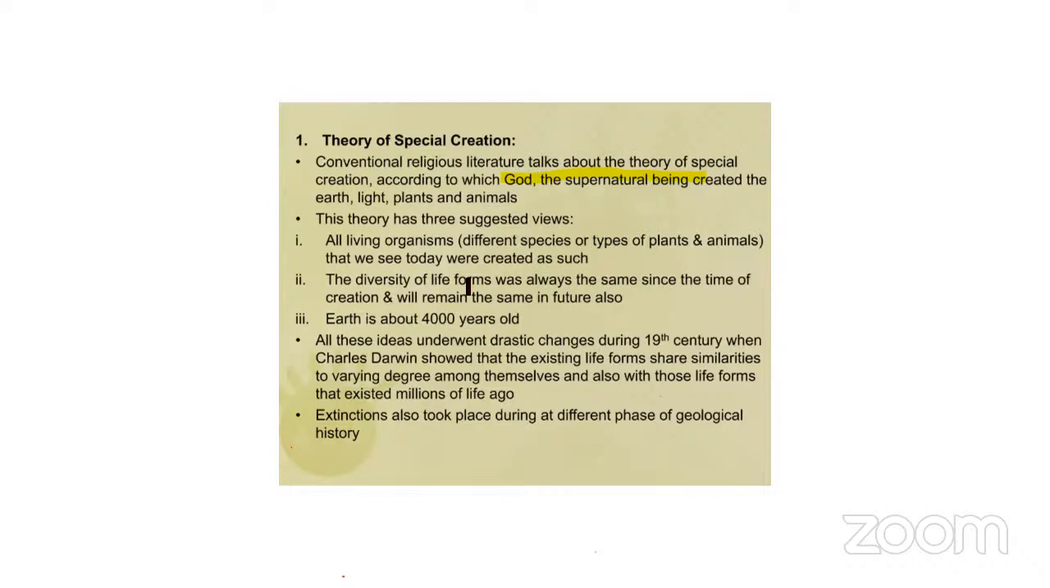All these ideas underwent drastic changes during the 19th century when Charles Darwin showed that the existing life forms share similarities to varying degrees among themselves and also with those life forms that existed millions of years ago. Extinction also took place at different phases of geological history. So this is regarding the theory of special creation, where a supernatural force was believed.